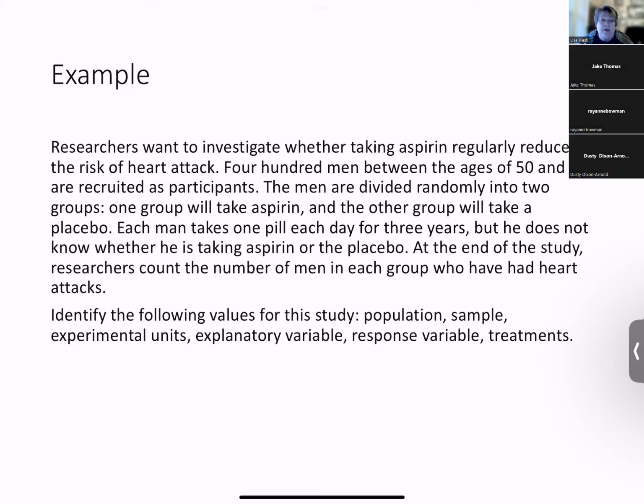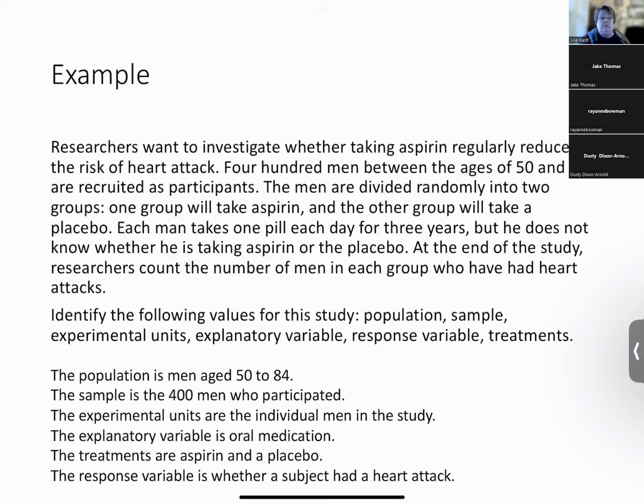Okay, what else do we have? Explanatory variable. What's the explanatory variable? Well, it's the medication that we're giving them, either the aspirin or the placebo, because both of those are the treatments that we're giving to the men. Okay. What's the response variable? Whether they have a heart attack or not, right? And then the treatment is the placebo or the medication. All right.